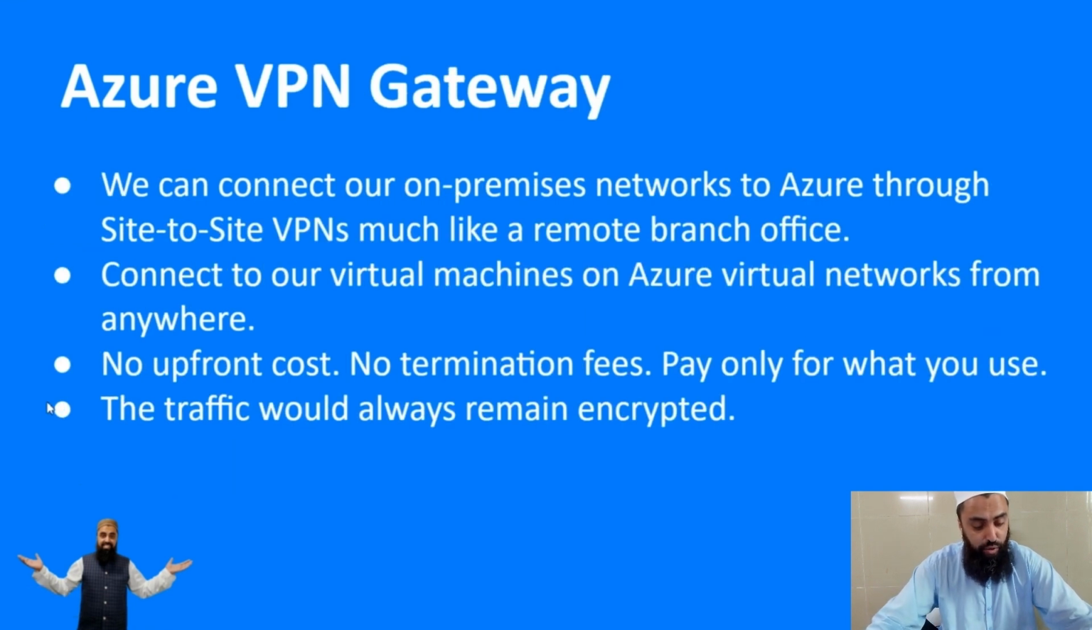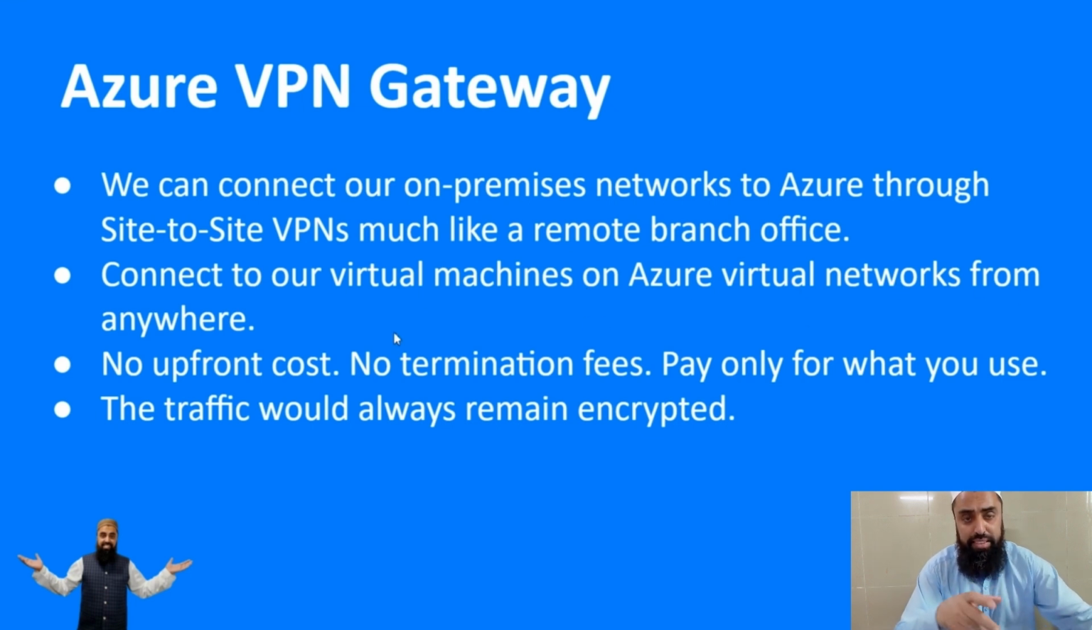All right, Azure VPN Gateway. Now, you must be thinking, how is it possible that my resources can communicate with each other privately without exposing them to the internet or publicly? So we can use Azure VPN Gateway. We can connect our on-prem networks to Azure through site-to-site VPNs, which is like a remote branch office. And then we can connect to our virtual machines on Azure Virtual Networks from anywhere. A VPN is actually a tunnel.